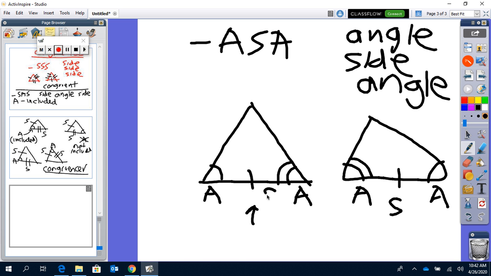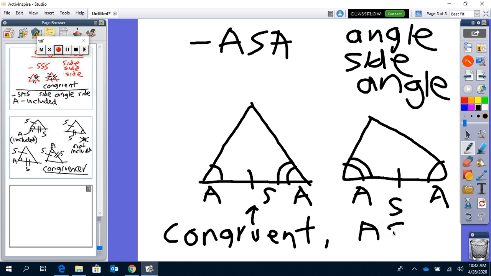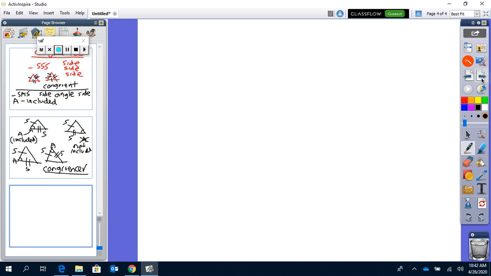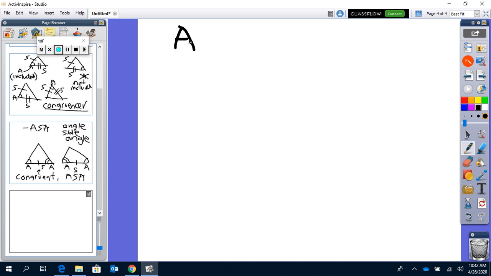So these two triangles are congruent because of ASA. Okay, that's the third one. We'll do some practice with this in a minute. And the fourth one is going to be AAS.